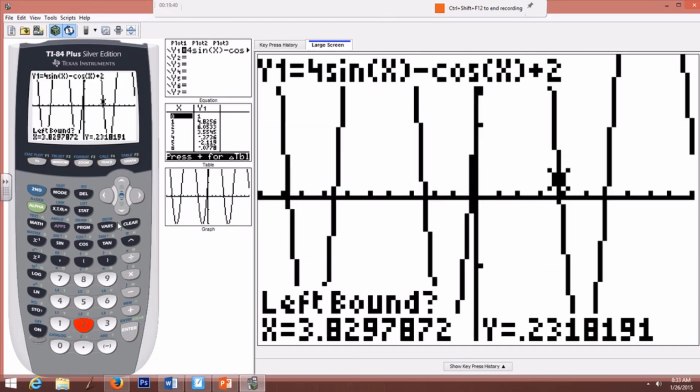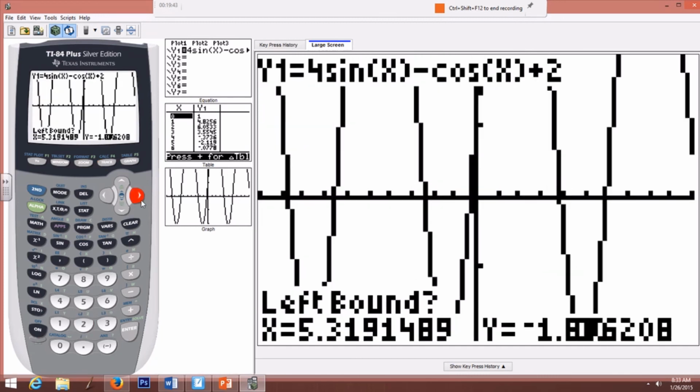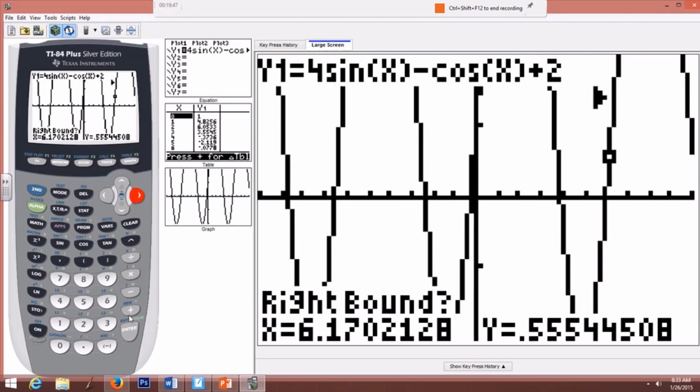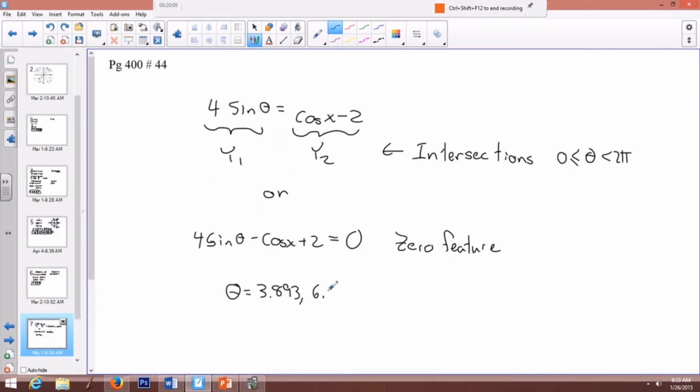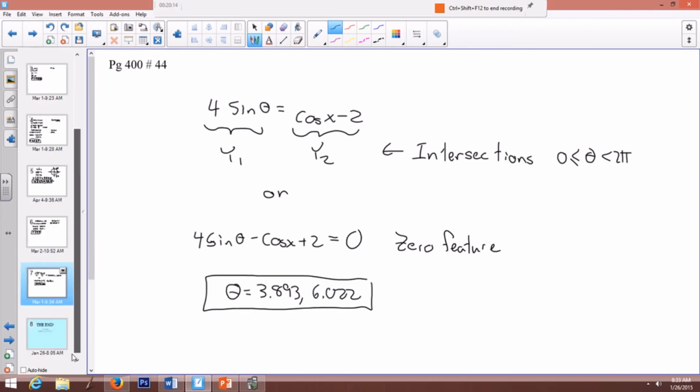calculate zero. Move my spider guy so I'm close to it. Now a little bit to the left, a little bit to the right, hit enter. And 6.022, and again, that's less than 2 pi, because 3.14 times 2 is 6.28, give or take a little bit. So 6.022 is our final solution, and that is my last one for the day.